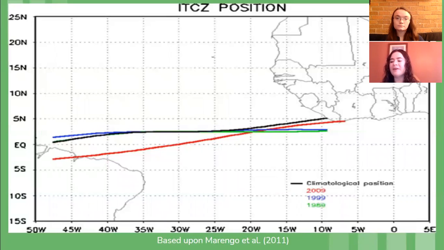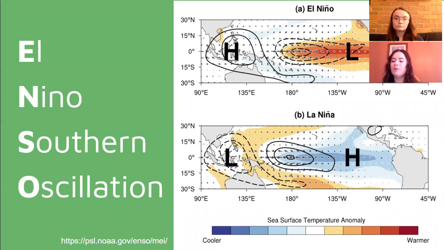This is an example of how the ITCZ moves southward of its climatological position during 3 different flood years. ENSO, or El Nino Southern Oscillation, is a cyclical recurring weather phenomenon in the Pacific Ocean, where the fluctuation of SST in atmospheric pressure affects the surrounding environment. There are three phases of ENSO: El Nino, neutral, and La Nina.